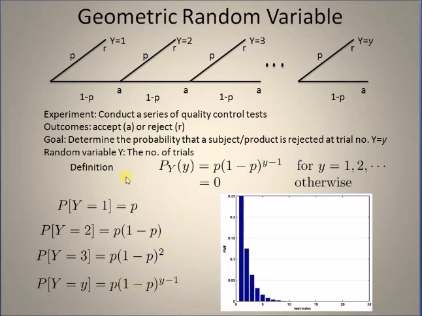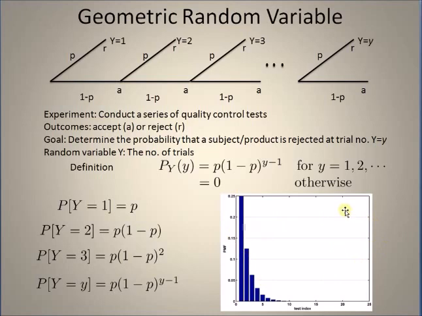Therefore, the definition of a probability mass function of a geometric random variable is given by P_Y of Y is equal to P times 1 minus P power Y minus 1, where Y is equal to 1, 2, 3 and so on. So obviously Y is an integer, and for all the other real values of Y which are not integers, the probability mass function is obviously 0.